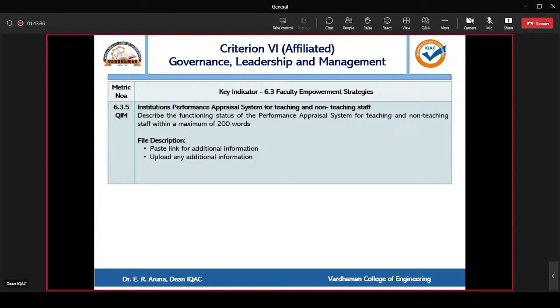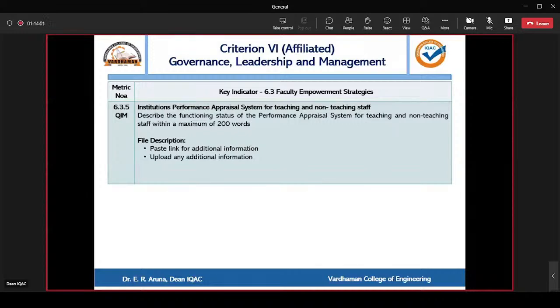Sorry, which is 6.3.5, which is a QLM. So actually, this is not for autonomous colleges. This metric is only for affiliated colleges. So the point is the institutional performance appraisal system for teaching and non-teaching staff. We have to discuss it in terms of 200 words. Actually, not only affiliated, this practice is mandatory for all institutions: autonomous, universities, as well as affiliated.